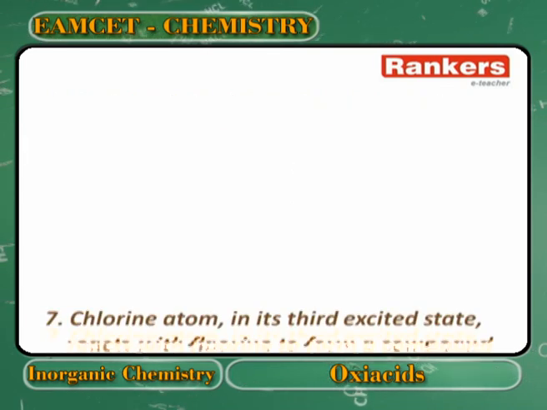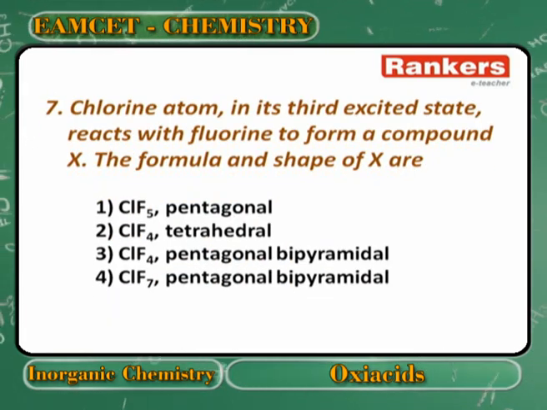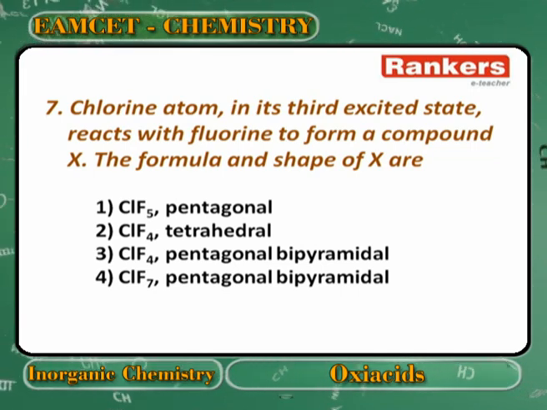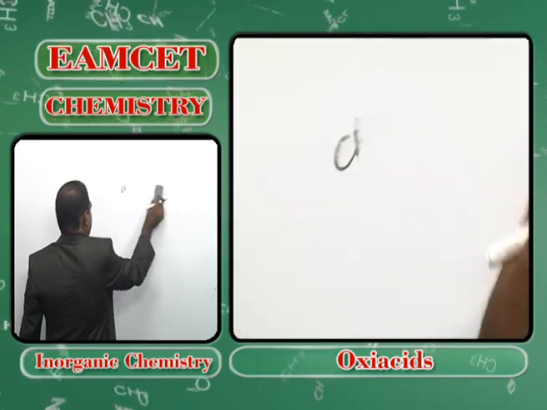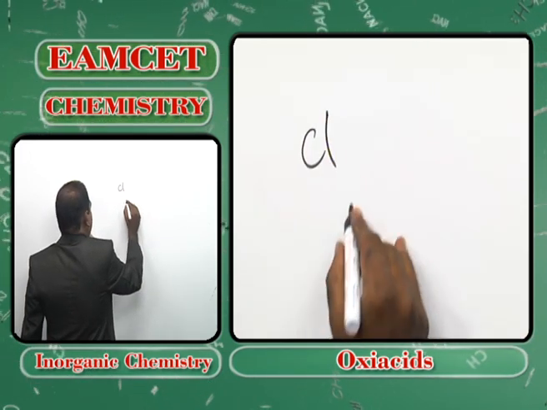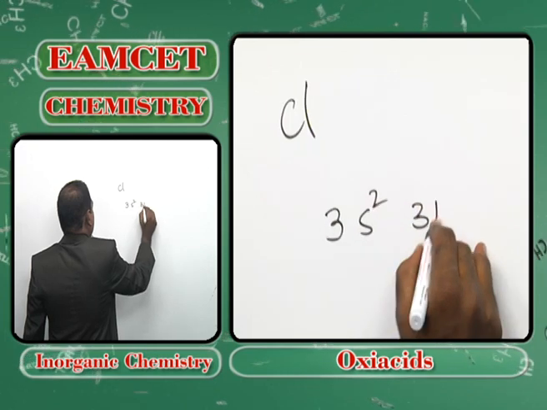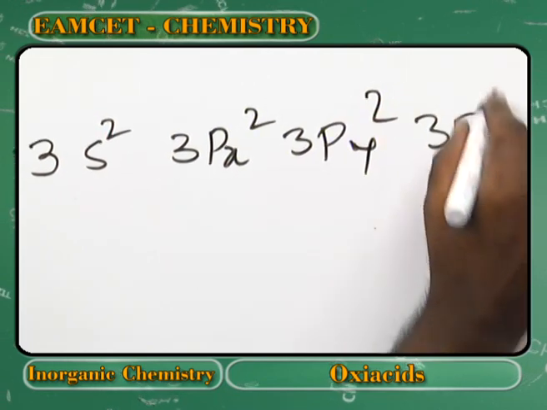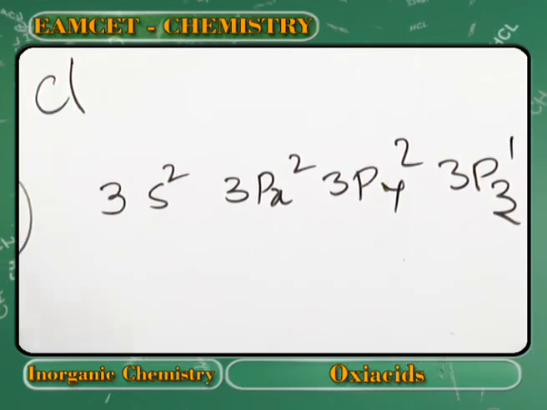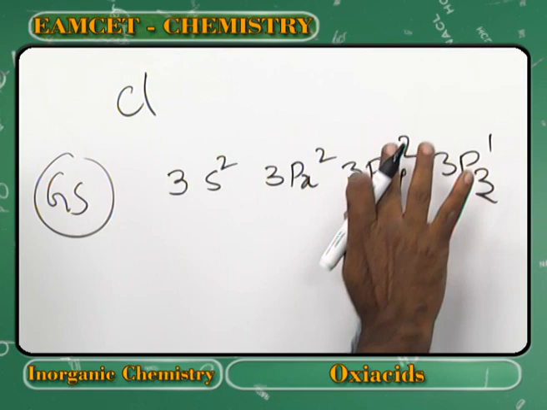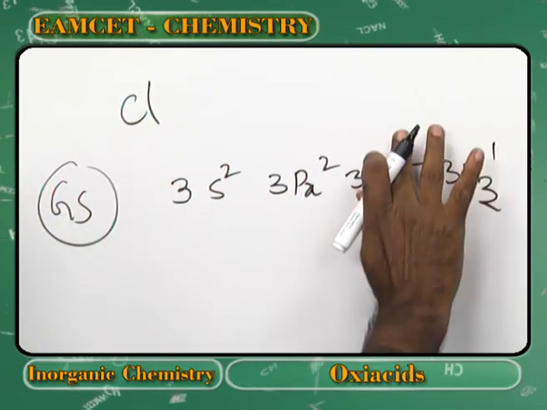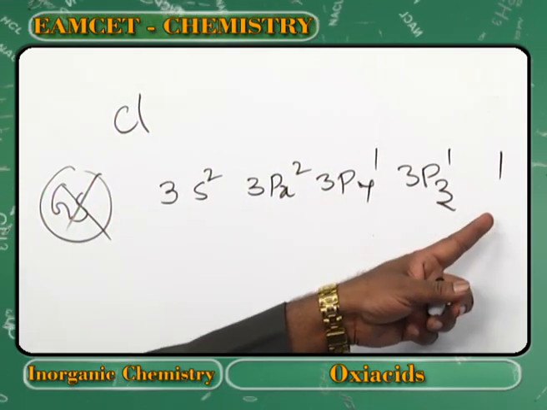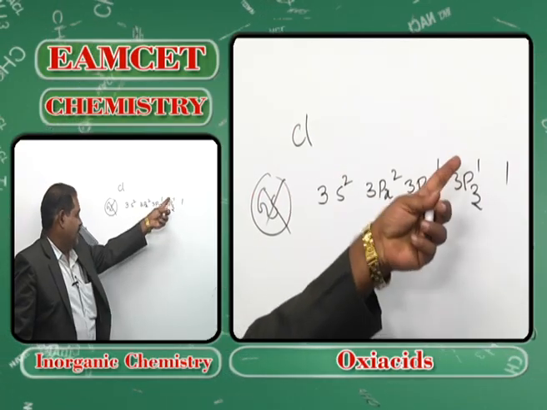Next question. Chlorine atom in its third excited state. Very good question. But this happens to be yesterday's. I took some questions for revision also, so that we don't forget what we learnt yesterday. 3s2, 3px2, 3py2, 3pz1. This is the ground state of chlorine. First excited state, this is not ground state. So you have 3 unpaired electrons. Chlorine can form 3 bonds like ClF3, etc.